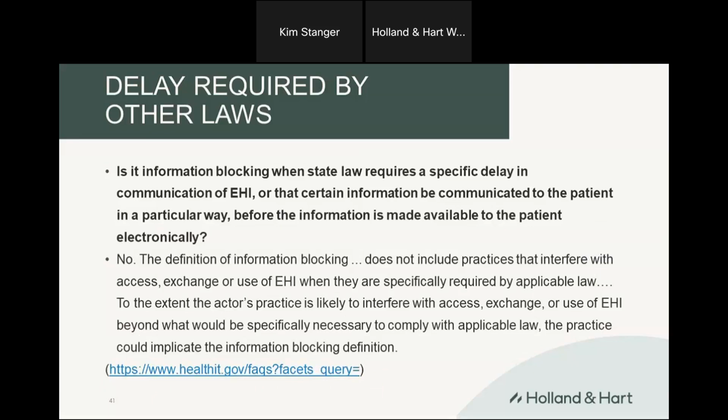Well, what if the delay is required by other laws? Well, again, under the information blocking rule definition, it's not interference. It's not a violation of the rule if what you're doing is because another law requires it. So if another law requires and says you cannot produce this information for 5 days or so, then compliance with that other law does not violate the information blocking rule.